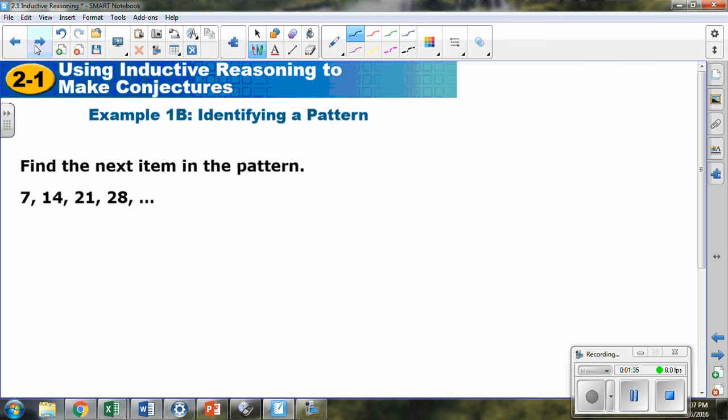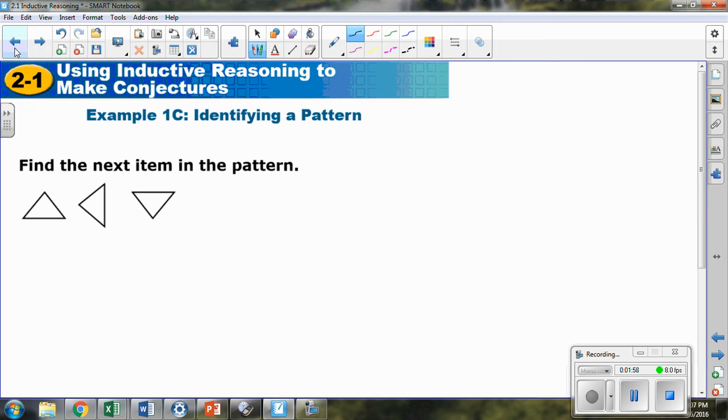Oh. What about this one? What's next in this pattern? Yeah. 35. And how do you know? Because our pattern is just adding 7. Looking at the item, identifying the pattern, and continuing a pattern, that's inductive reasoning.